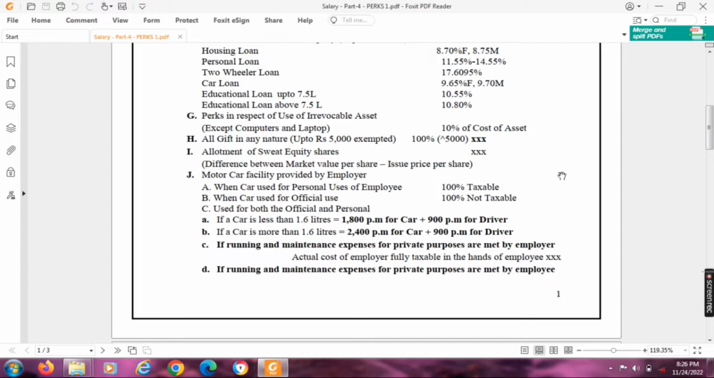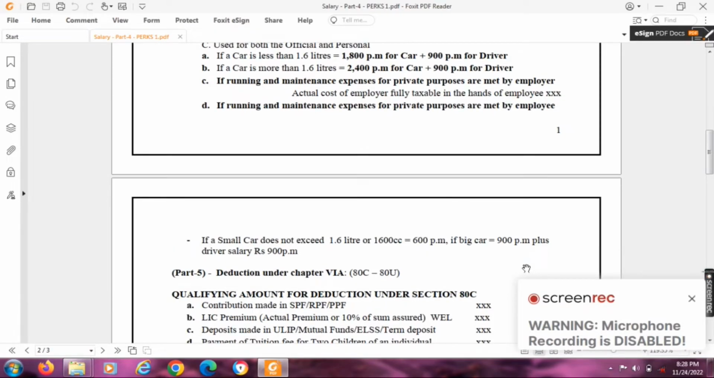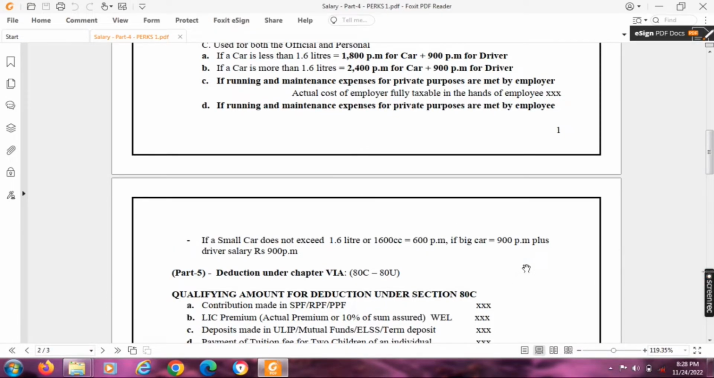If a car is more than 1.6 liters capacity, means 2,400 rupees per month for car plus 900 per month for driver. If it is a self-driven car, means no need to add driver salary. If a small car, 1,800 per month was taxable in the hands of employee. If a big car, 2,400 per month was taxable in the hands of employee. Case B, if running and maintenance expenses for private purposes are made by employer, actual cost of the employer fully taxable in the hands of employee.